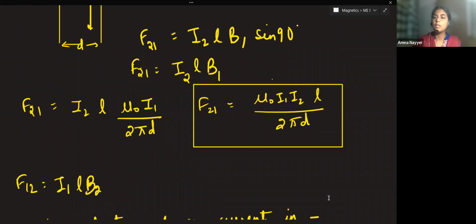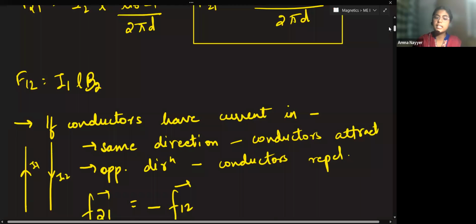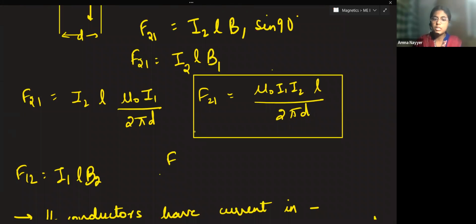This is the formula for force on the second conductor. This is the case when both are parallel. Now see, if I divide this force by length, what will I be left with? Mu naught I1 I2 divided by 2 pi d. So this F by L that I am getting, I'll call this force per unit length.